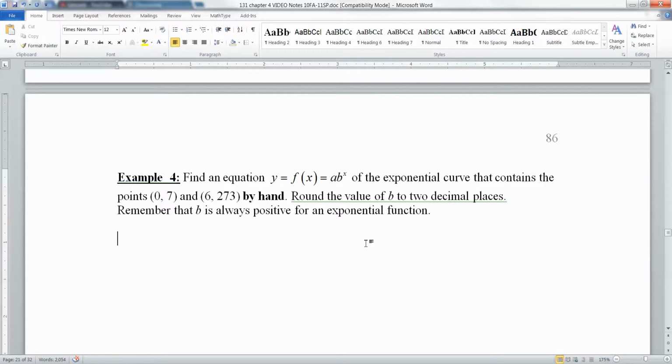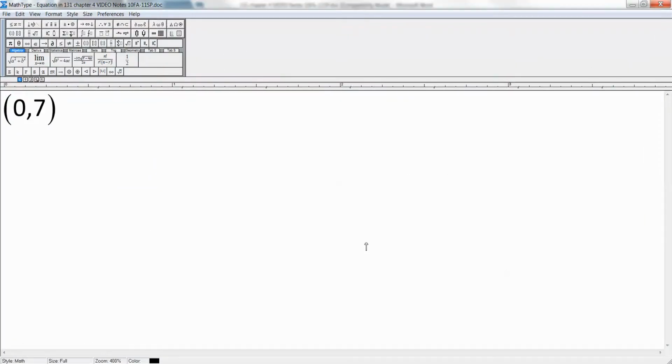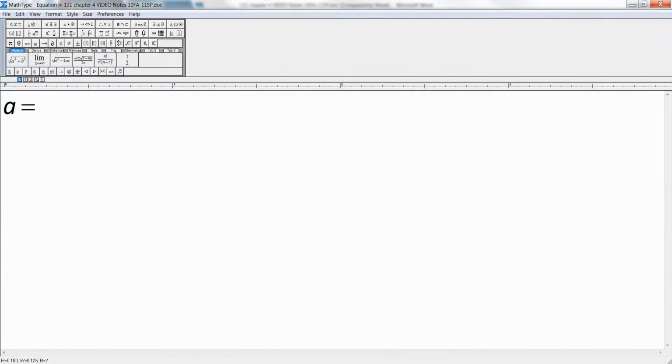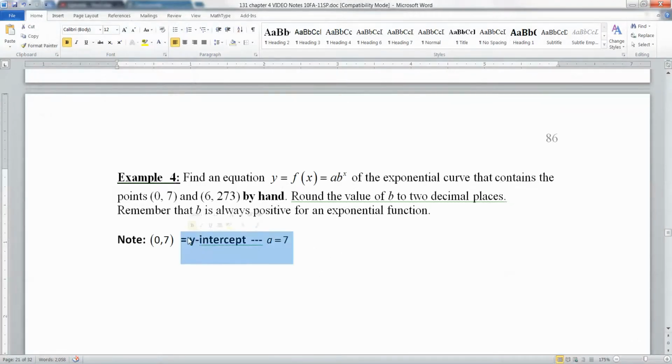All right, so let's start with a couple things. You might want to note that (0, 7) is our y-intercept, which means that we already know what a is. Remember that a must be equal to 7. When you're dealing with these functions, a times b to the x, the a is that y-intercept. Since they gave it to you, (0, 7), then you know it's 7. Done. Okay, so now what?